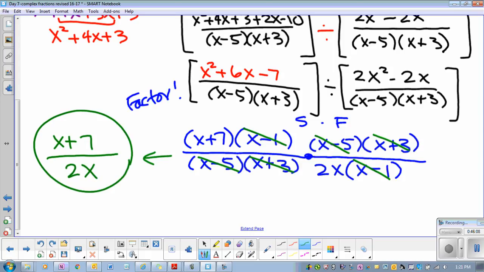Okay, so that is the rest of this problem. Your answer should be x plus 7 over 2x.